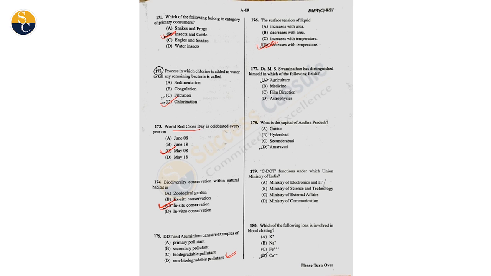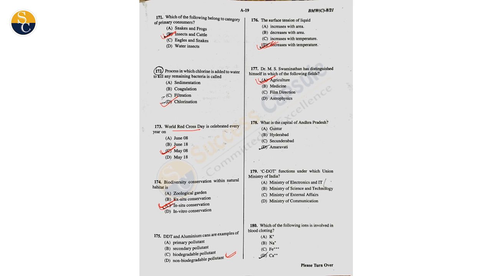The decrease of surface tension with increase in temperature results because the kinetic energy of the molecules increases. So, D is the correct answer. Next, Dr. M.S. Swaminathan is known for which of the following fields? He is known as the father of the Green Revolution in India. So, A is the correct answer, agriculture.